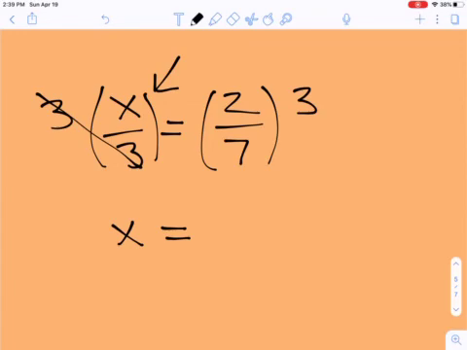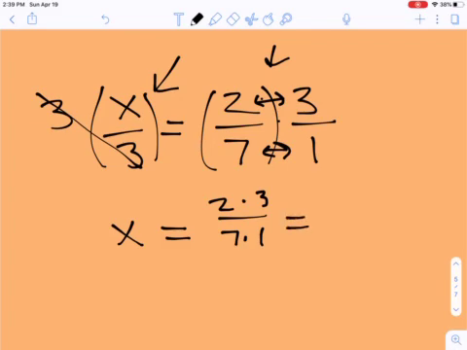Well, over here on this side, okay, you have a fraction times a whole number. Whenever you have that, think of the whole number as a fraction over 1, and then you just multiply. Multiply your numerators by each other, and then multiply your denominators by each other. So it would be 2 times 3 over 7 times 1. And if we simplify that, 2 times 3 gives us 6. 7 times 1 gives us 7. So our finished answer is 6/7.